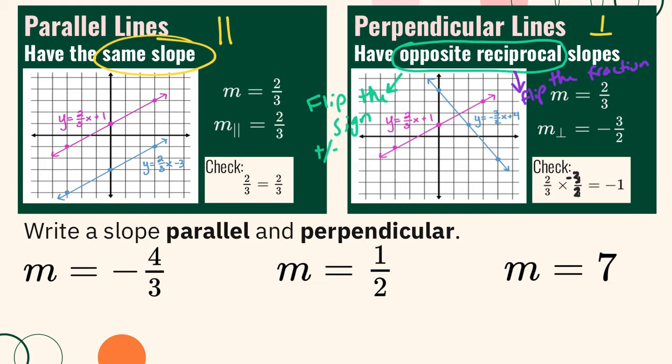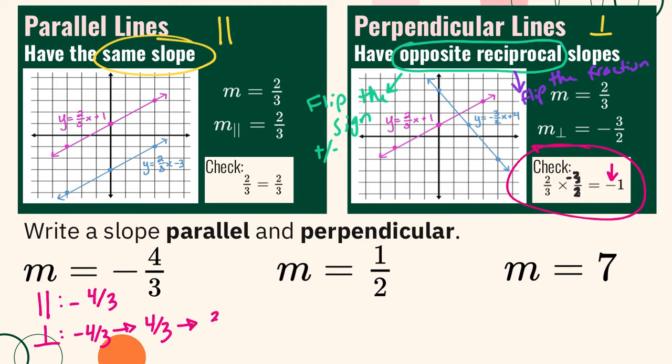The other thing we are able to do is we can check the slope by multiplying the original slope and the perpendicular slope together, and we should always get an answer of -1. So let's go ahead and take a look. If I have a parallel slope here, it's going to be exactly the same thing. My perpendicular slope, I'm going to take that -4/3. It's going to become positive. So -4/3 goes to +4/3. And then the 4/3, flip that fraction, becomes 3/4. So this is my perpendicular, and this is my parallel.